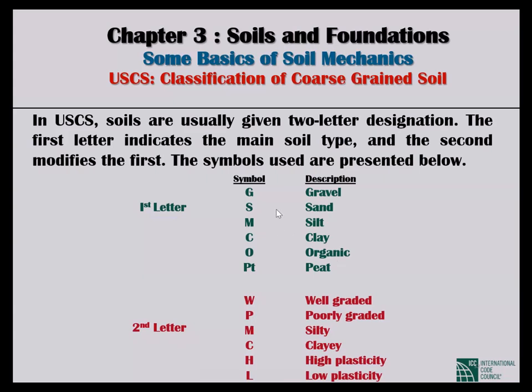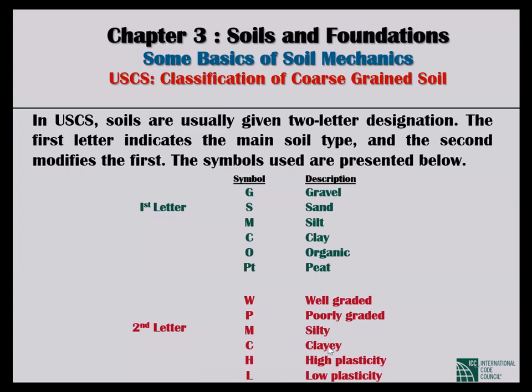Now, if a soil is mixed with, say, silt, we call it GM. You see, whenever it would be a noun, G means gravel, S means sand, M means silt. Because sand and silt start with the same S, that's why M is there. It is from the Swedish language, mo is the silt, and that's why M is there. C is clay, O is the organic soil, Pt is the peat. And W is well graded, P is poorly graded, M is silty.